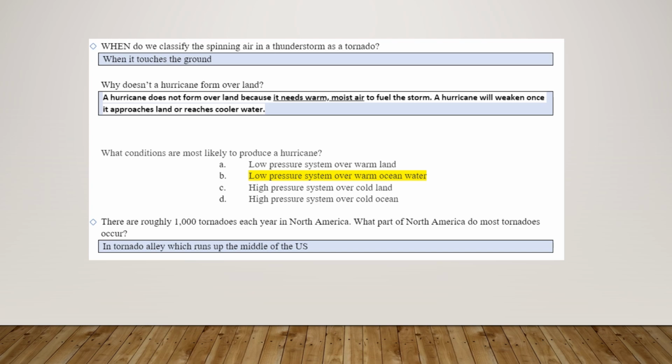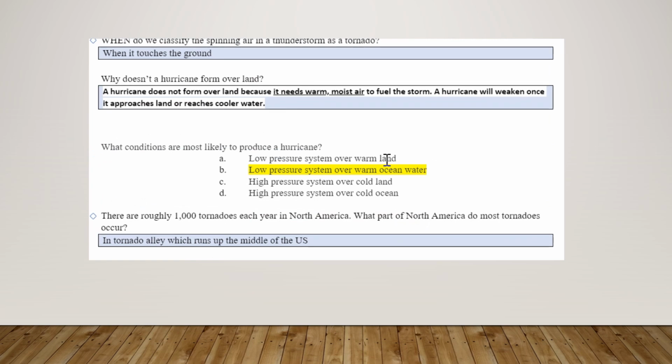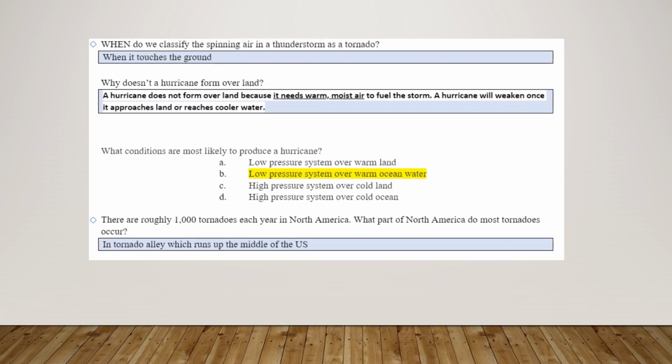All right, let's talk a little bit more about severe weather. When do we classify the spinning air in a thunderstorm as a tornado? Okay, so remember, all thunderstorms can have high winds, a lot of spinning wind, but we don't actually call it a tornado until it touches the ground. Remember, it's got to touch the ground.